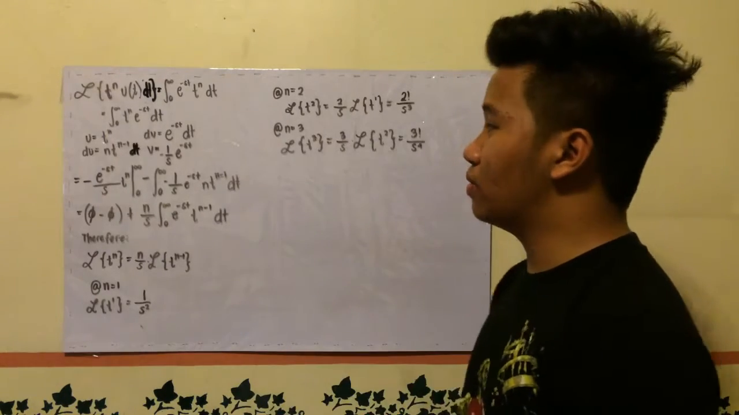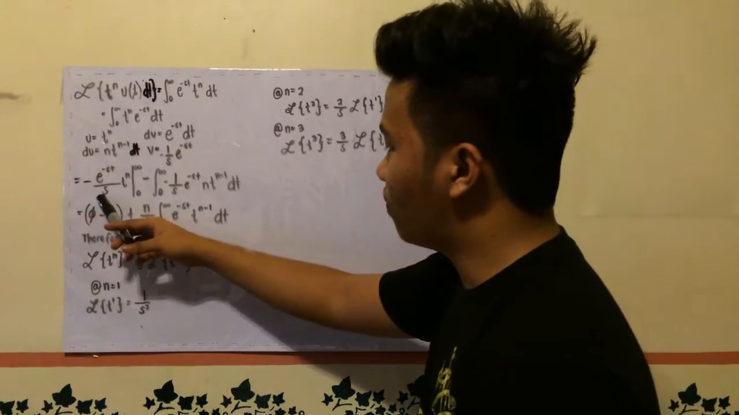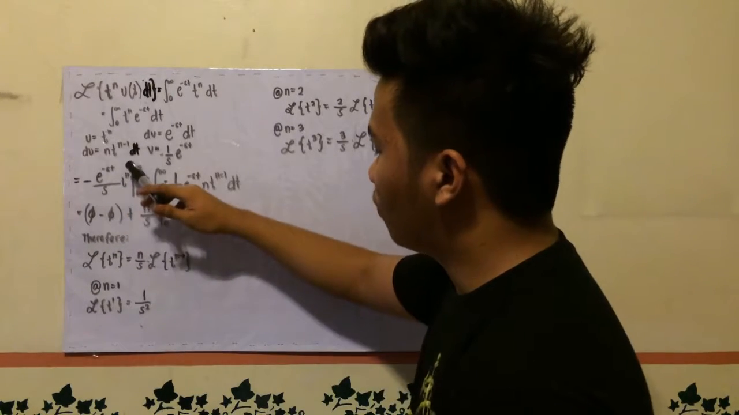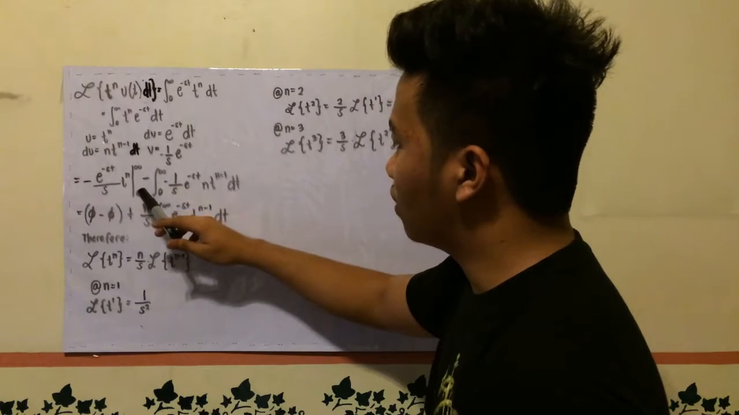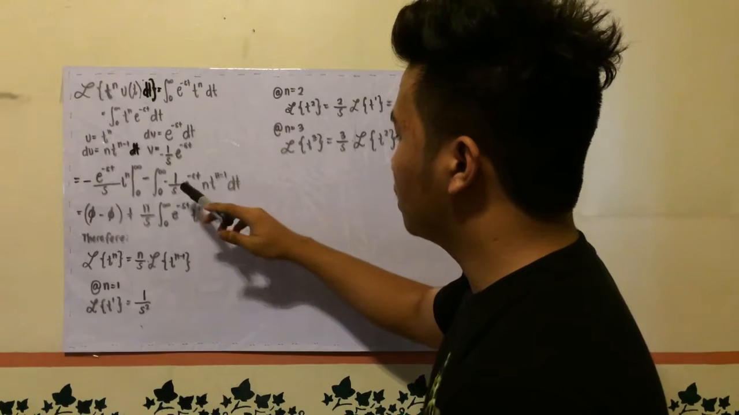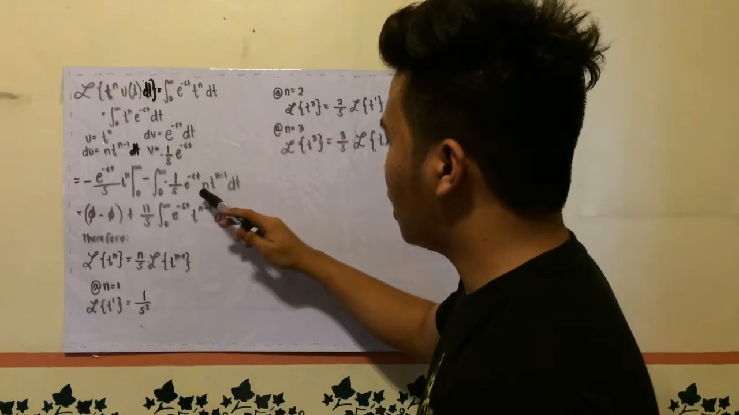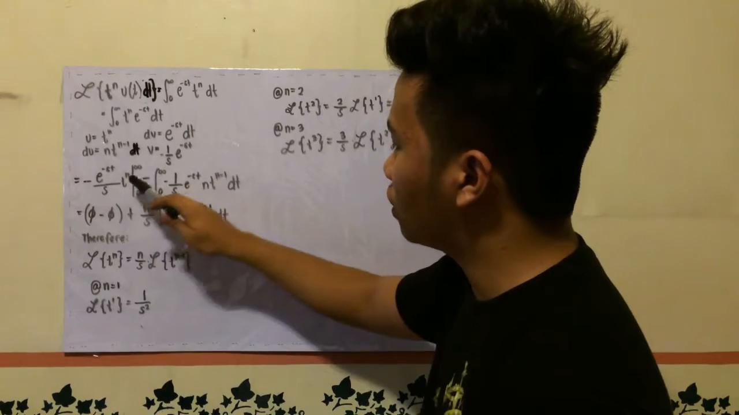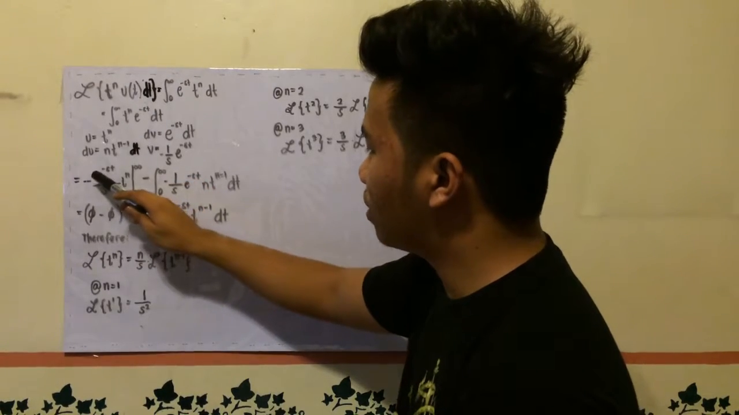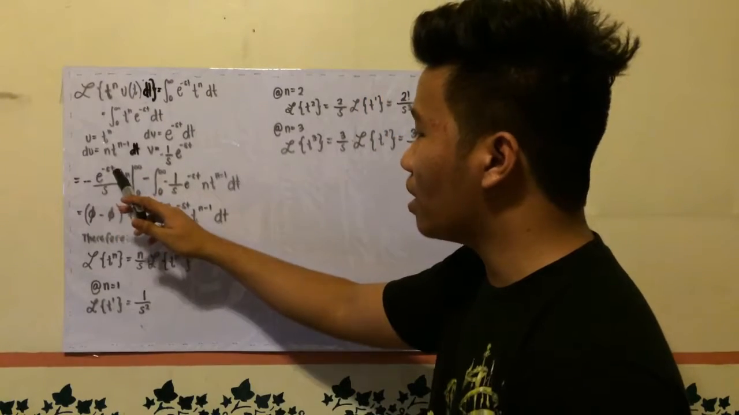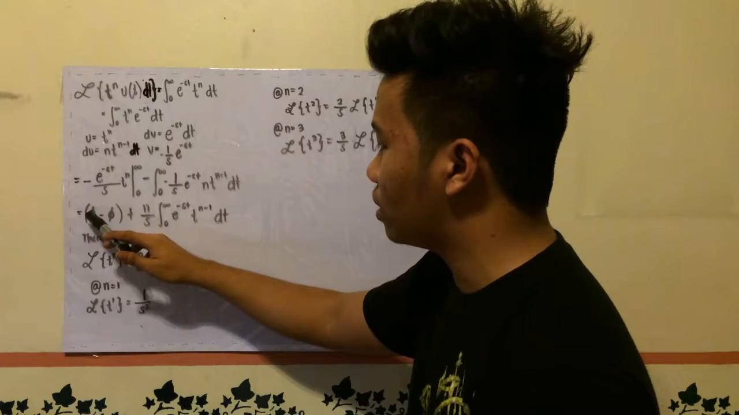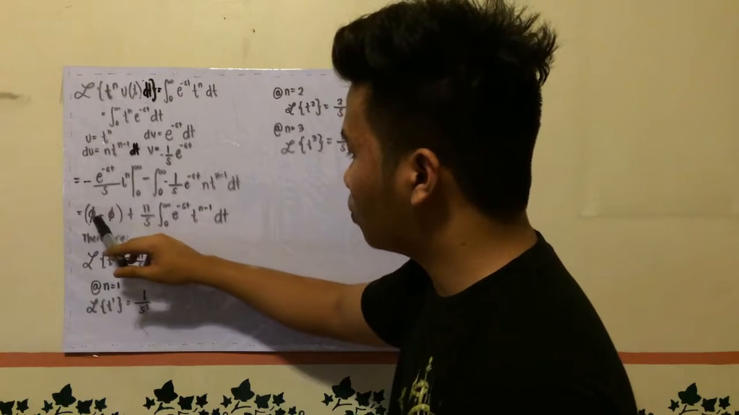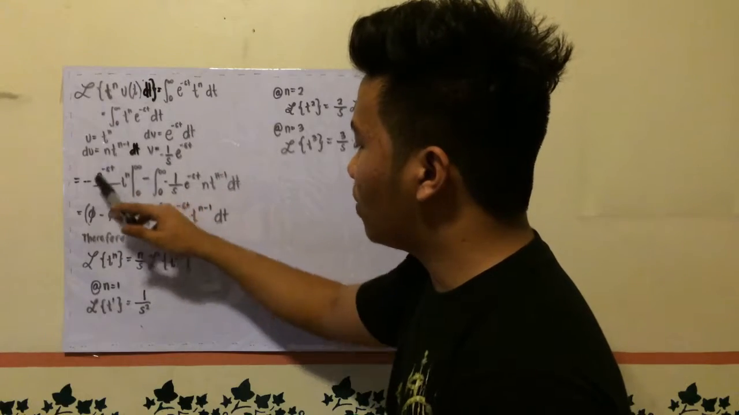By plugging in those designated variables, we get negative e raised to negative st over s times t raised to n, from 0 to infinity, so don't forget those limits, minus the integration of negative 1 over s times e raised to negative st times n t raised to n minus 1 dt. In this part, we plug in the limits, 0 and infinity, where any value with a negative high exponent will be equal to 0. That's why it's 0. And here, your t is equal to 0, so we also get 0. So all in all, the value of this part is 0.